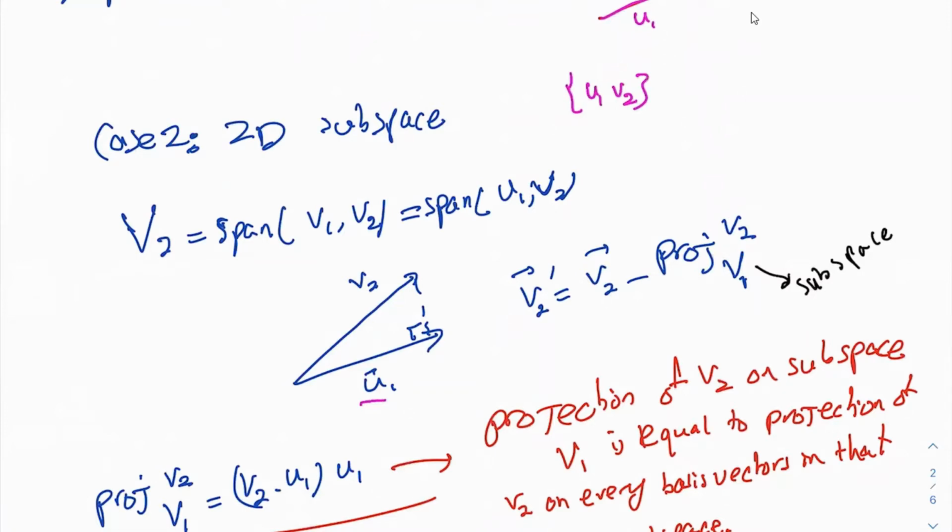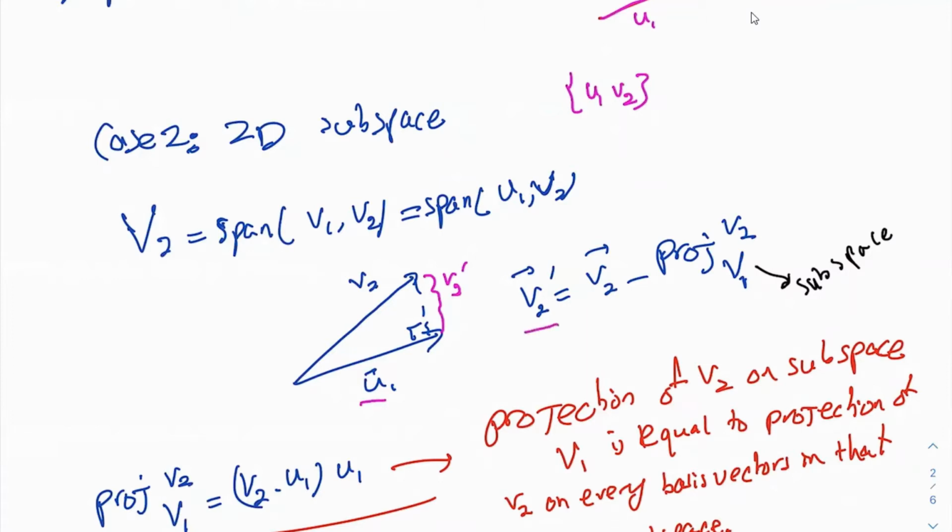Now, V2 is something like this, and this is U1. Now, I'm looking for this vector. I call this one V2 prime. So V2 prime is orthogonal to U1, and if I can normalize that, then it's going to be a vector that can span the entire plane, has a unit norm, and is also orthogonal to U1. So let's see how we can find the V2 prime.